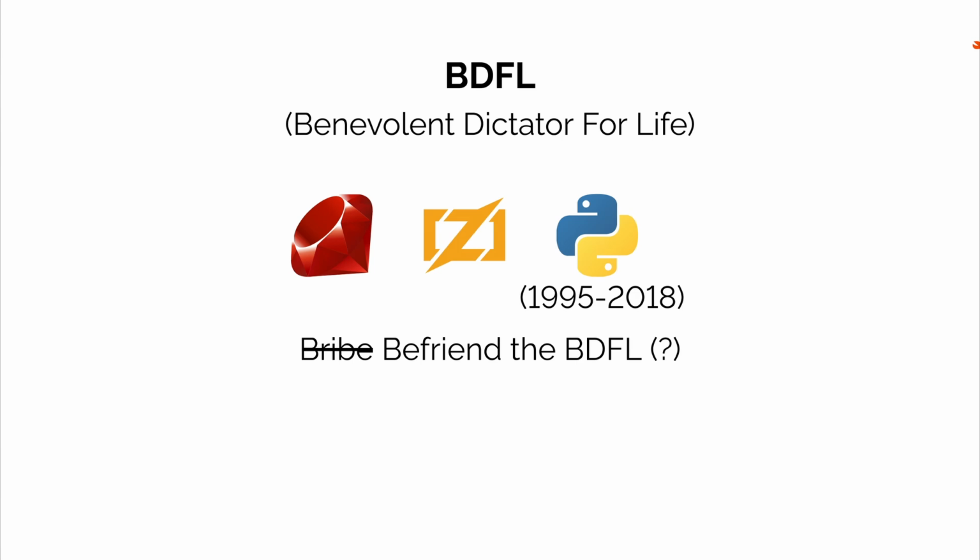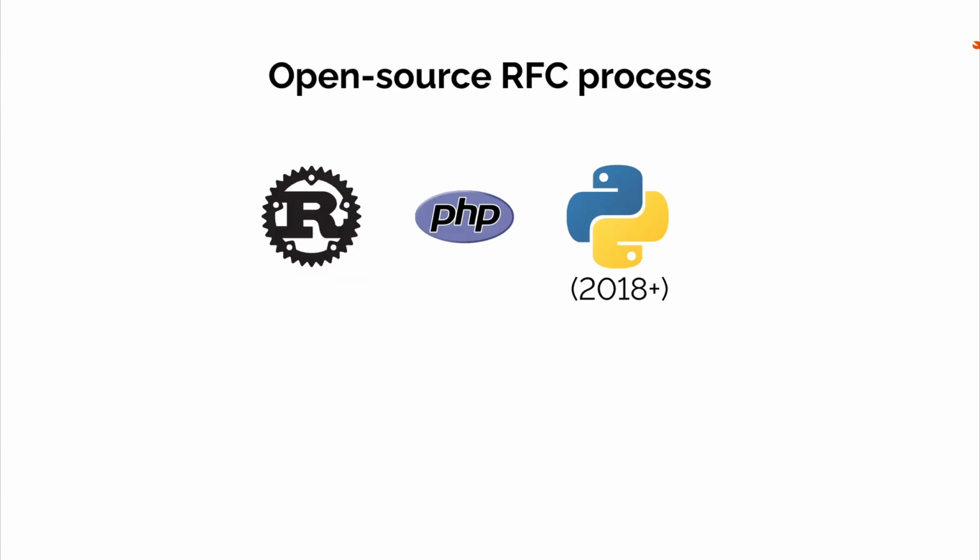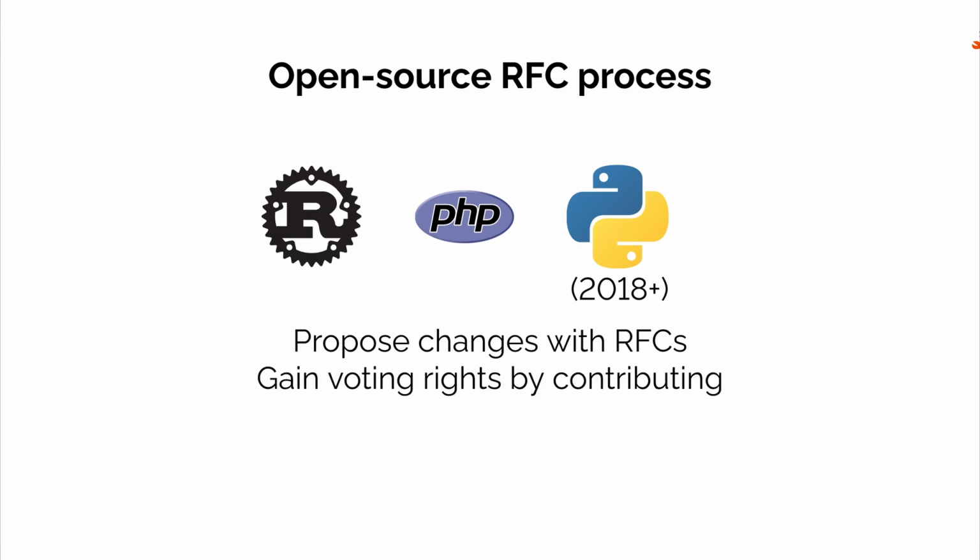And the last model that I will be showing is the one I like the most, the open source RFC process, which is used by Rust, PHP, or Python. And to propose a change, you just send an RFC. You write it, you publish it to a GitHub repository usually, and anyone can do that. And if you want to gain voting rights, you usually need to contribute so that you gain trust of the maintainers, and then they will allow you to actually vote on those RFCs.